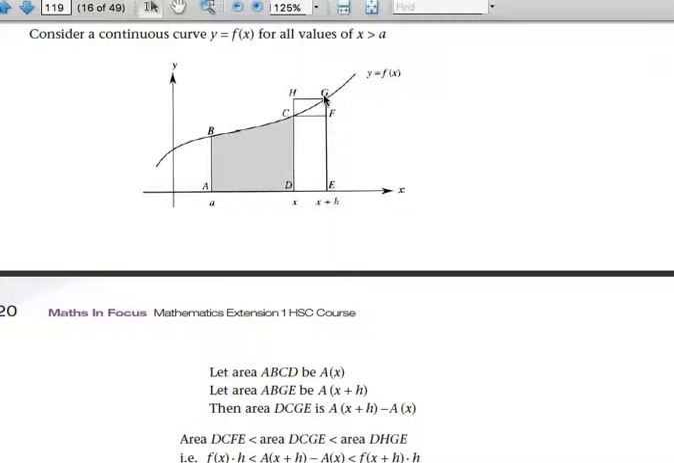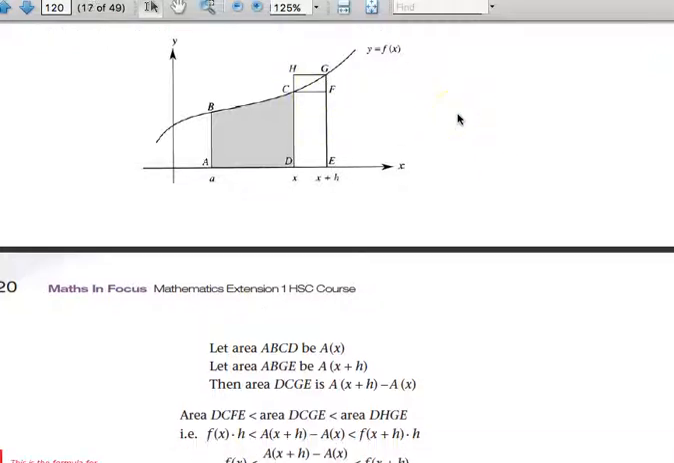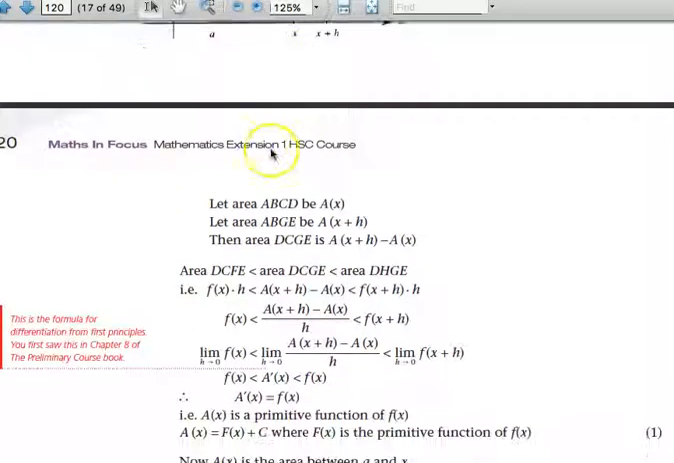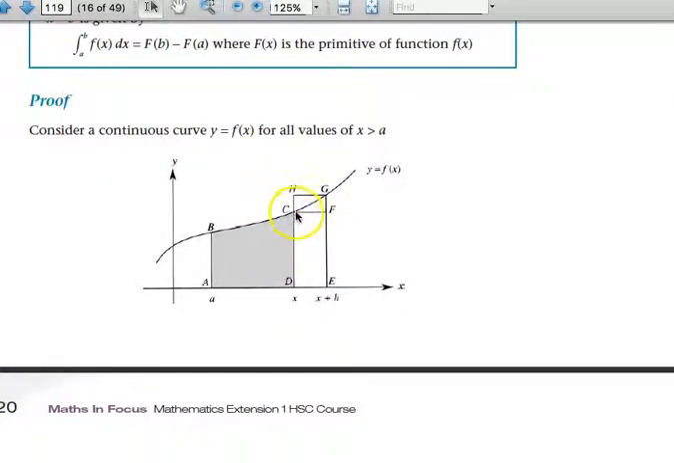X plus h, comma, function of x plus h. Do we want to draw that in now? Oh, anyway, just watch. Do you get that? So B would be A, comma, function of A. Point C would be, what's its x and y value? Point C is x, comma, function of x in brackets. And point G would be the x value and the y value, which is x plus h, comma, function of x plus h. Do we get that?